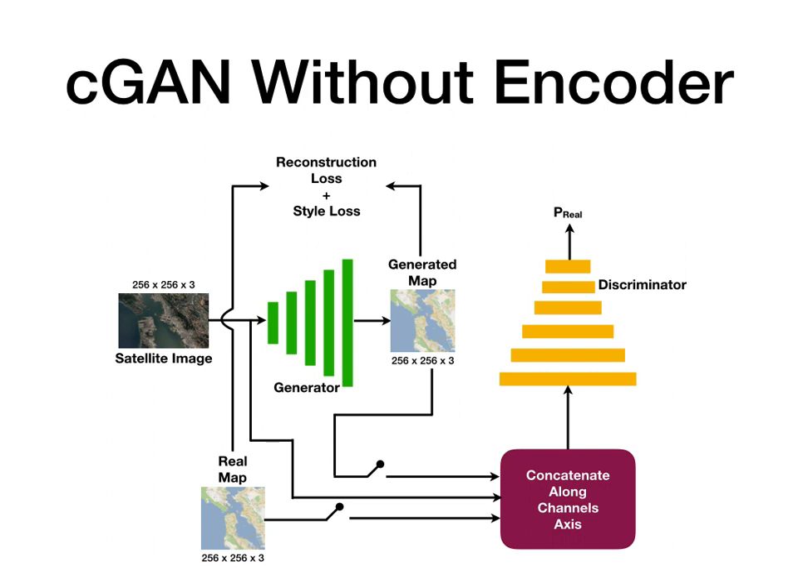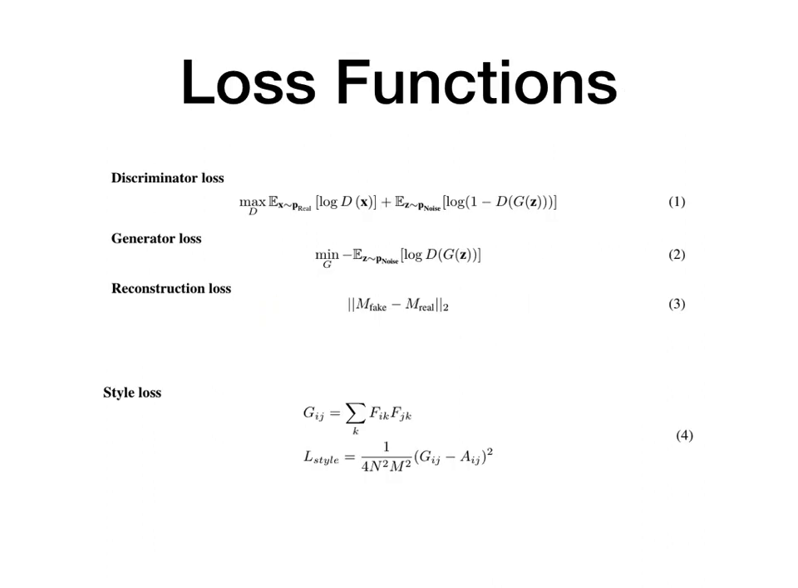We also added a style loss to reduce the high-frequency artifacts from the satellite images. The style loss is as presented in Gatys et al. In summary, our training losses are the discriminator loss, the non-saturating generator loss, the reconstruction loss, and the style loss.